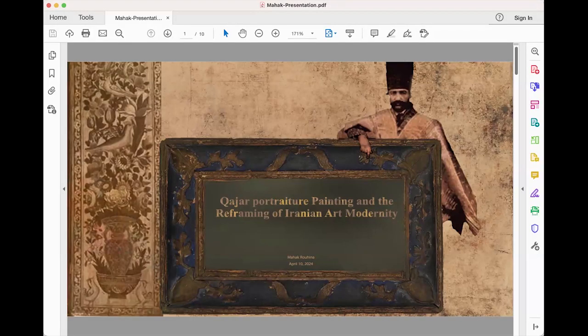My presentation is Qajar portrait painting and the reframing of Iranian art modernity. The Qajar period, from the year 1789 to 1925, one of the most important historical and political periods in Iran, is also considered an important and influential period in the field of art and literature.